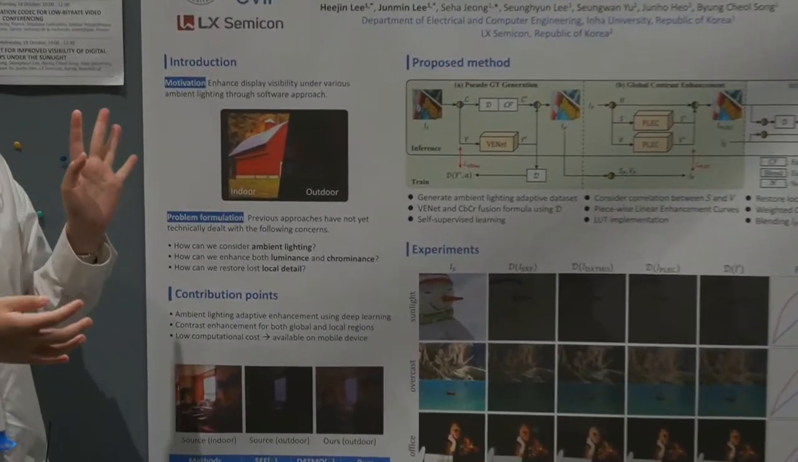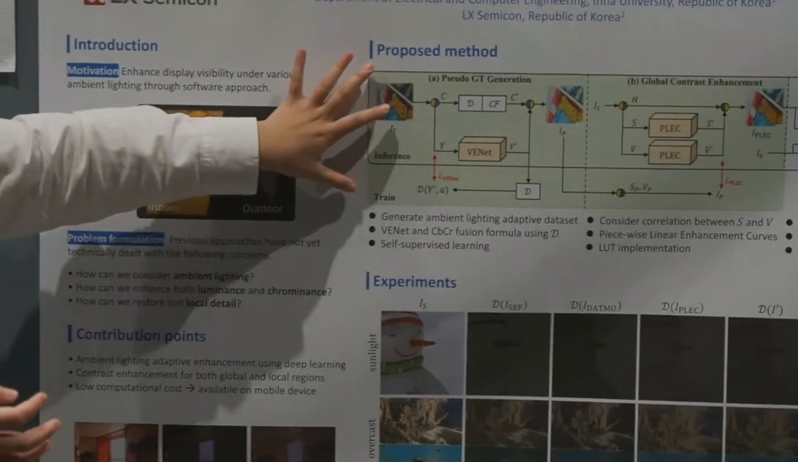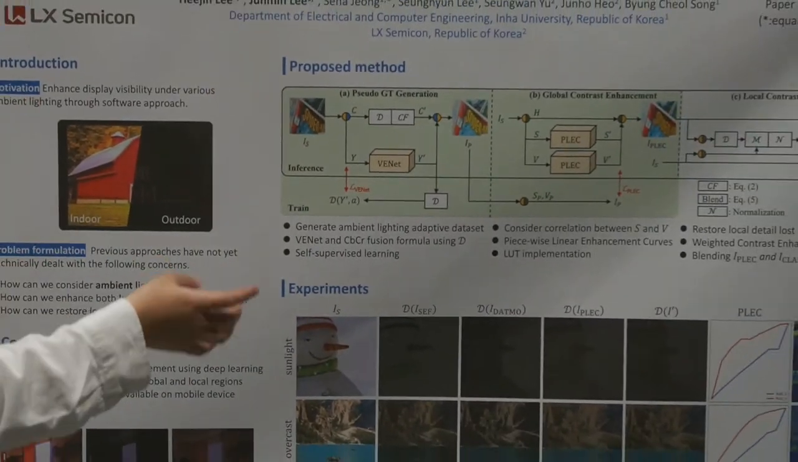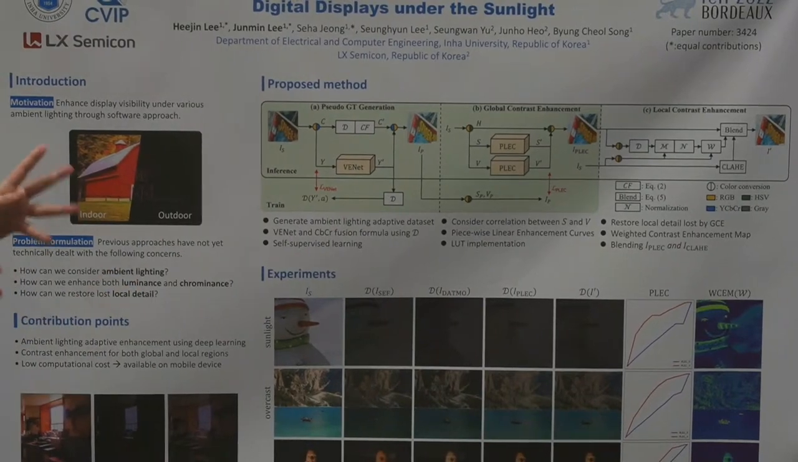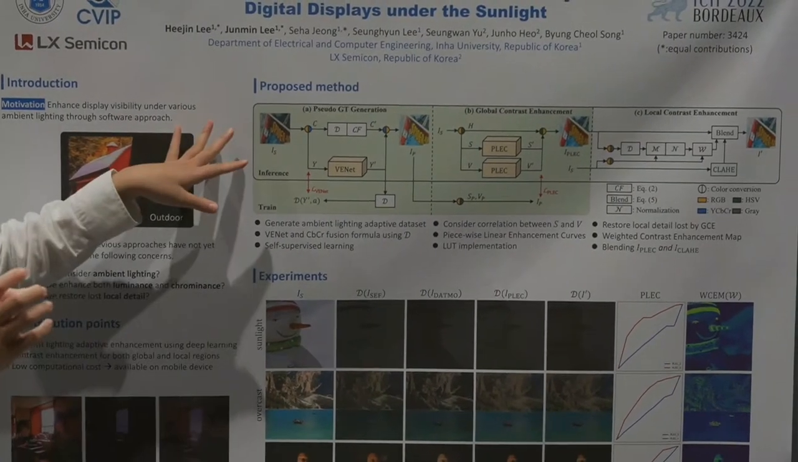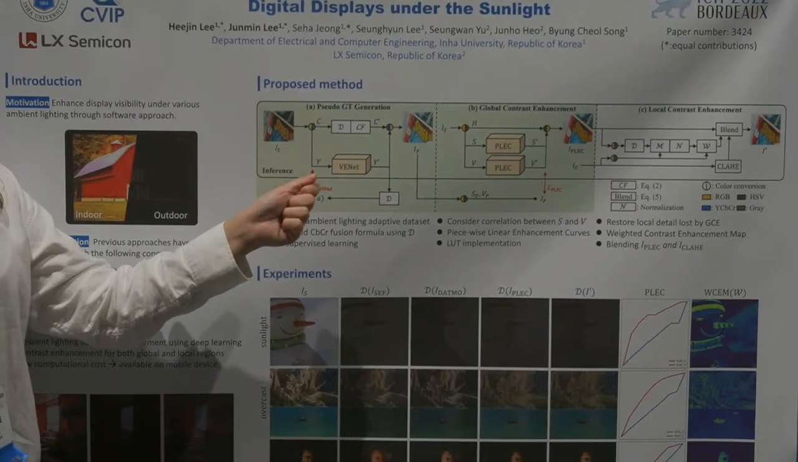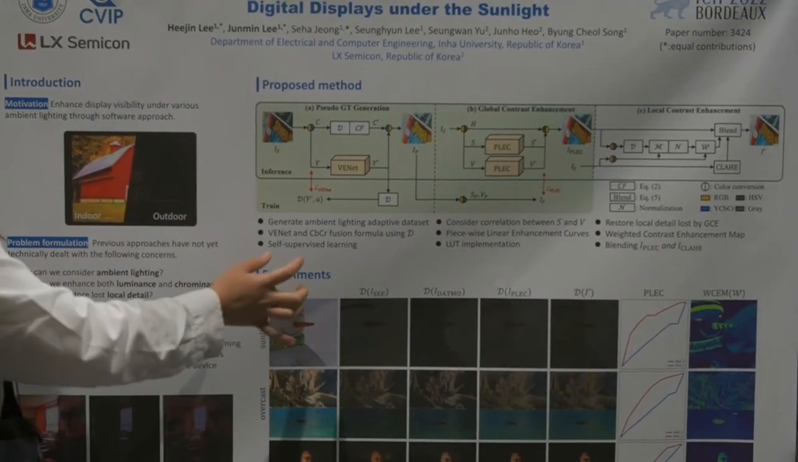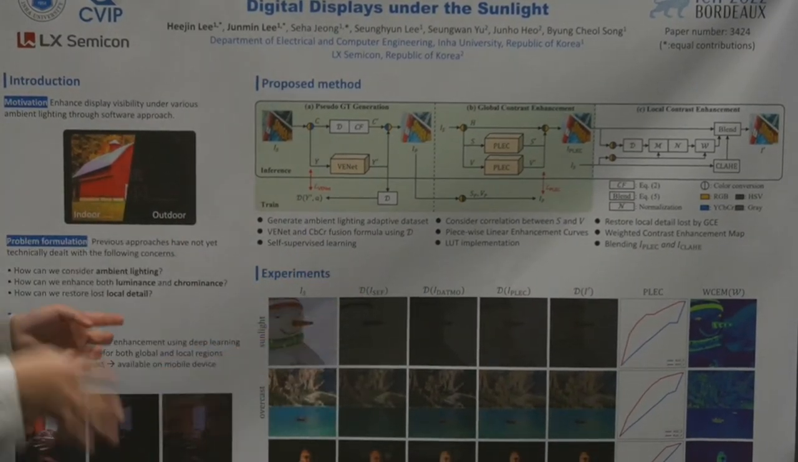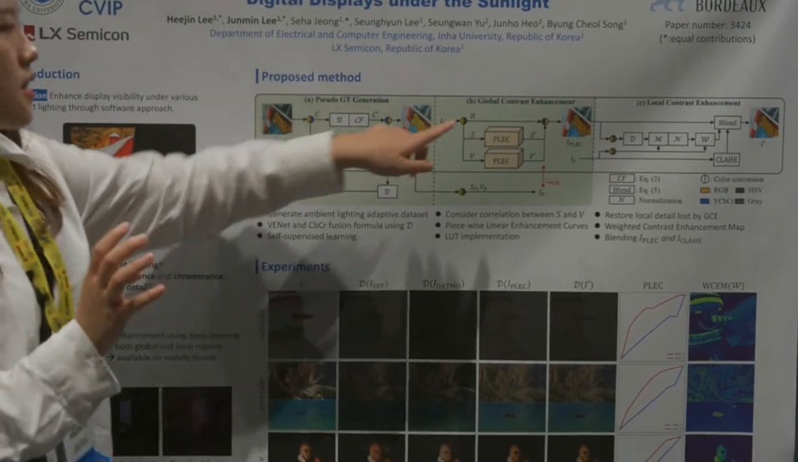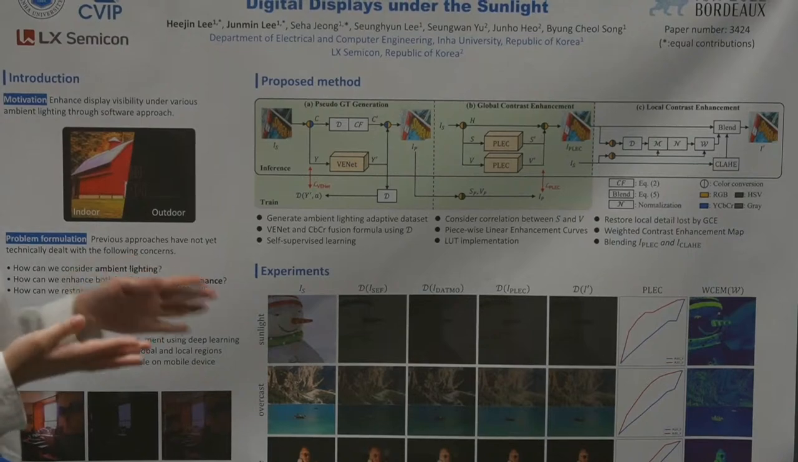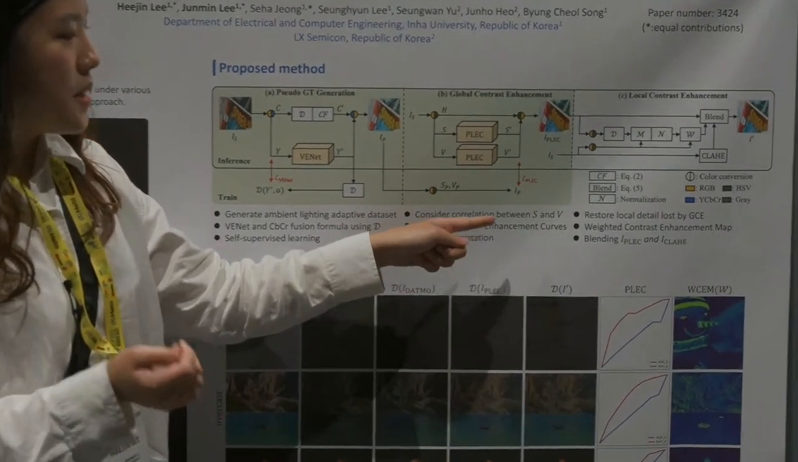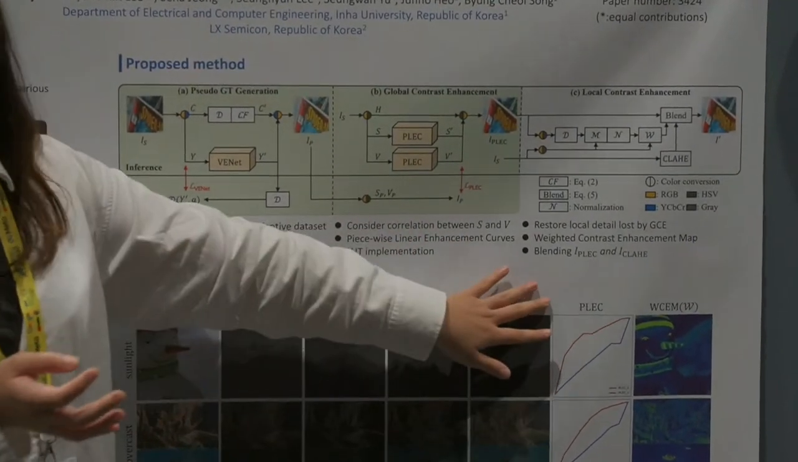To solve the problem, we propose the framework above. First, we generate the pseudo GT using a deep learning method. In this part, we don't need the reference image because we are training through self-supervised learning. And second, we use a global contrast enhancement method. In this method, we generate a piecewise linear enhancement curve, which we call the PLEC.